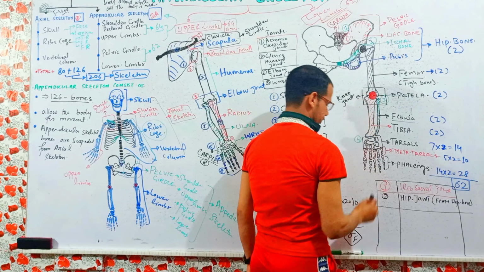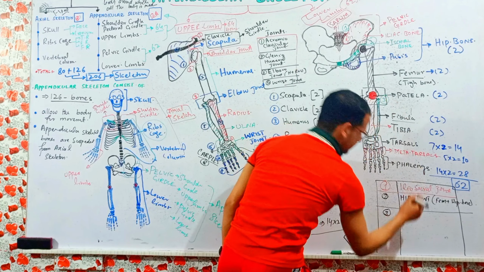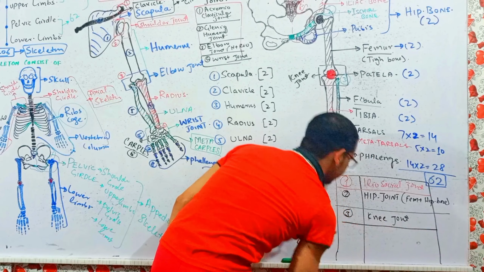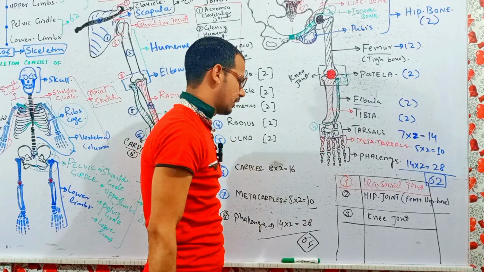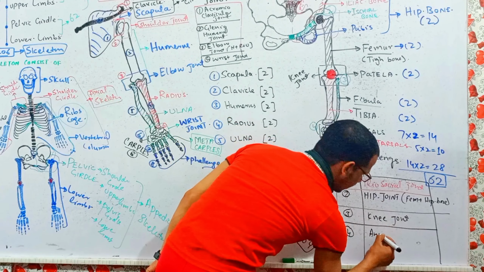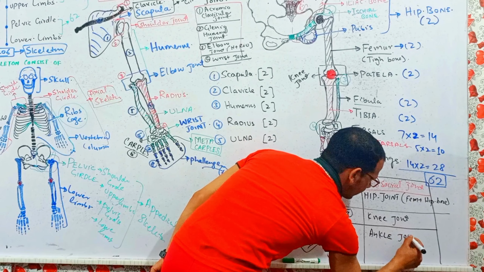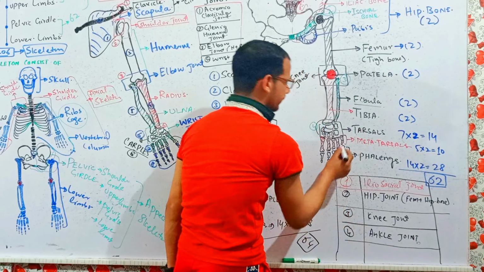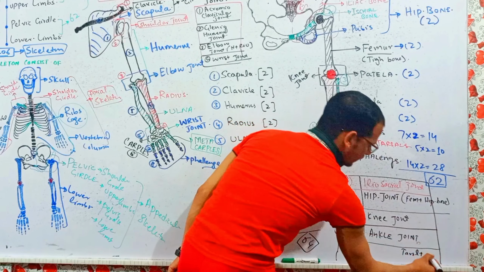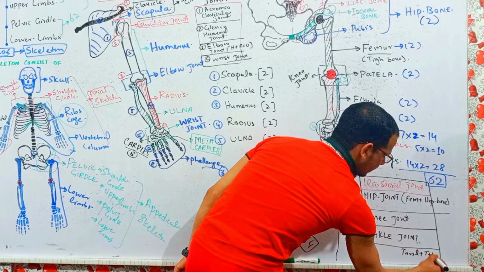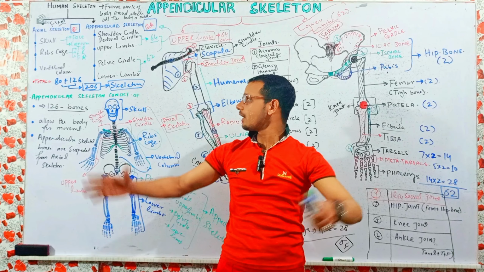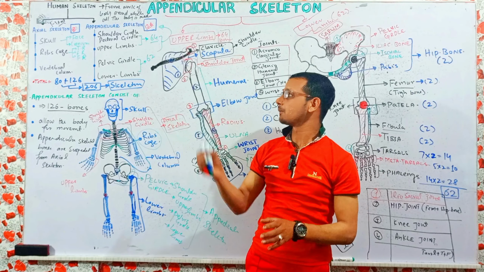knee joint, right? So this third joint is the knee joint, and the knee joint is in between the patella, femur, tibia and fibula, right? The next is the ankle joint. This joint is called the ankle joint, and this ankle joint is in between the tarsals plus tibia plus fibula, right? So these are the joints of the lower limbs, right? So these all are the bones of the appendicular skeleton.